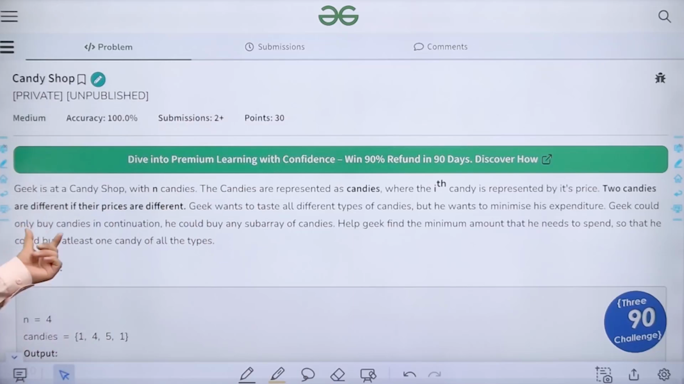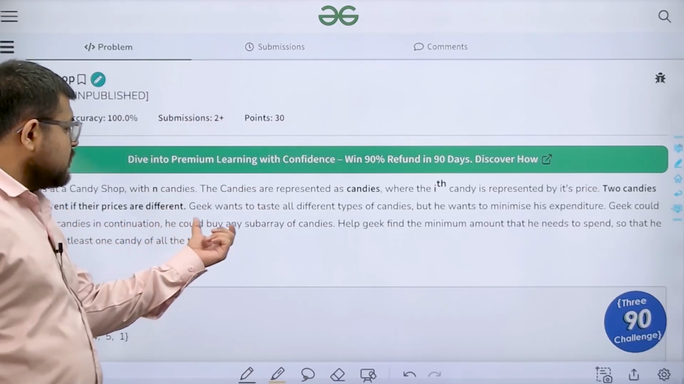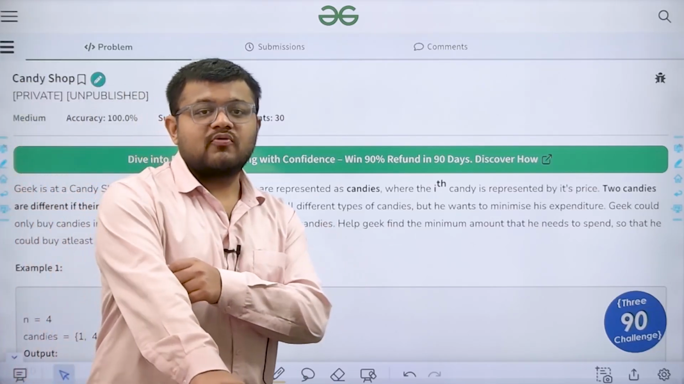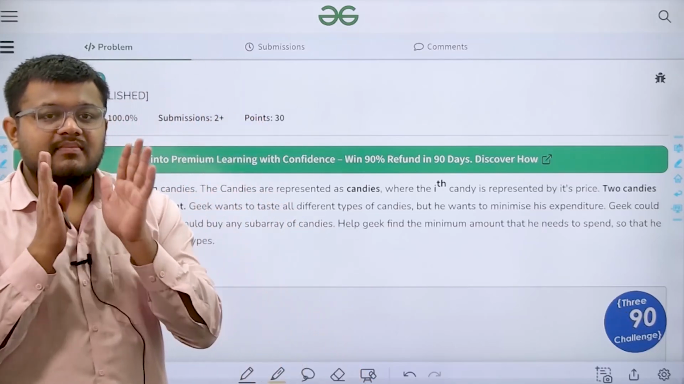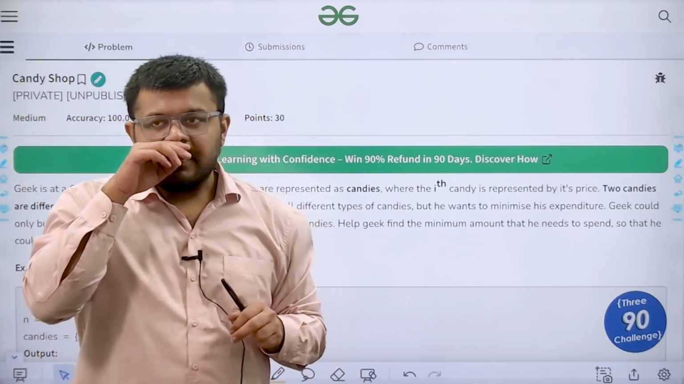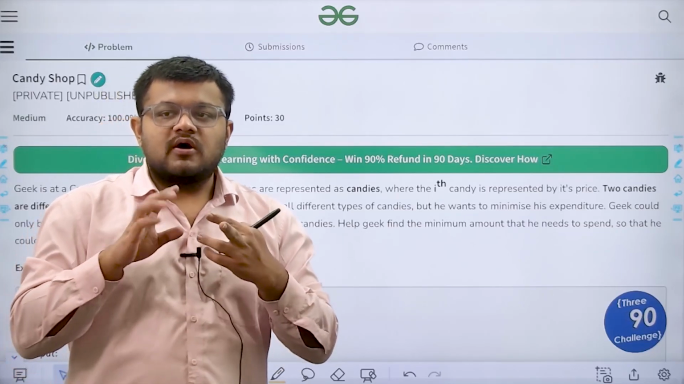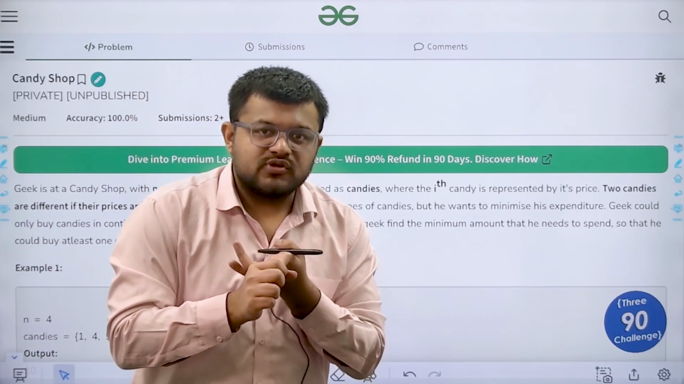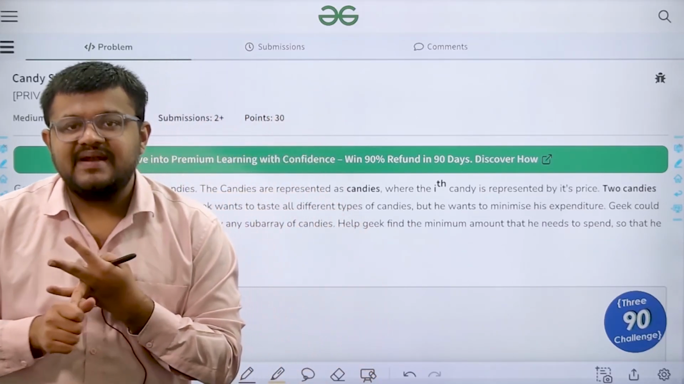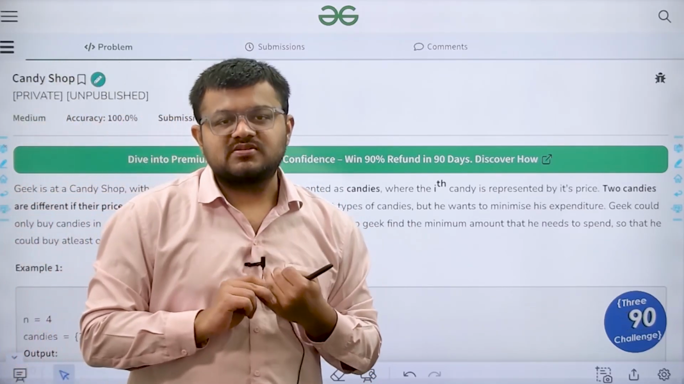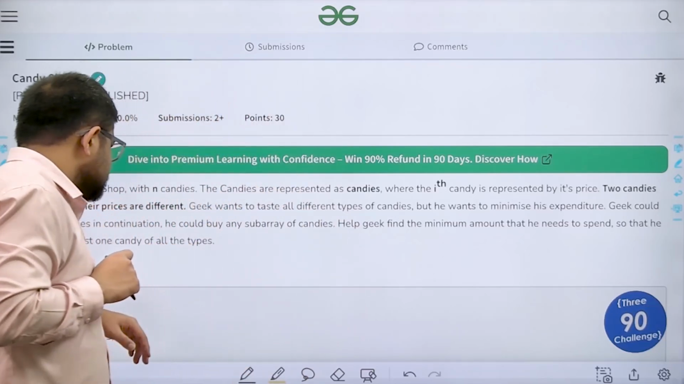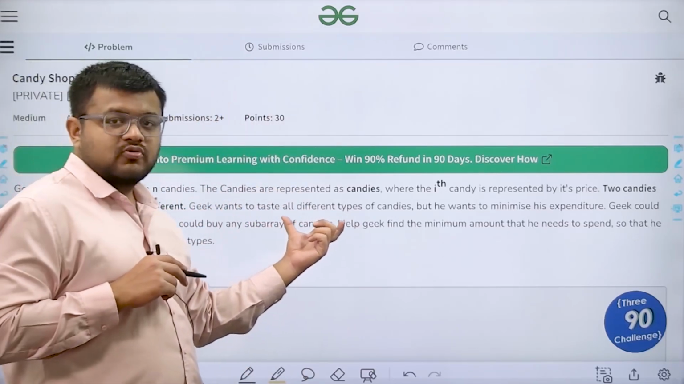Geek could only buy candies in continuation. He could buy any subarray of candies. Okay, so now what is the condition here? Geek can buy any subarray of candies. Okay, and he wants to buy it in such a way that he can test all different types of candies, meaning all the unique price candies, as well as the expenditure is minimum. So we need to take care of both these things, and we need to buy the candies only in continuous manner.